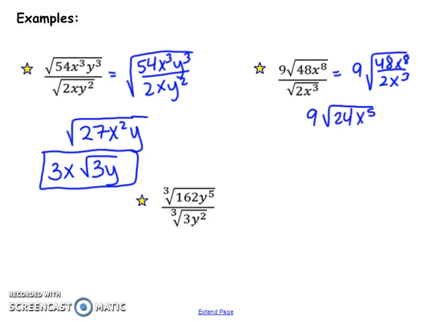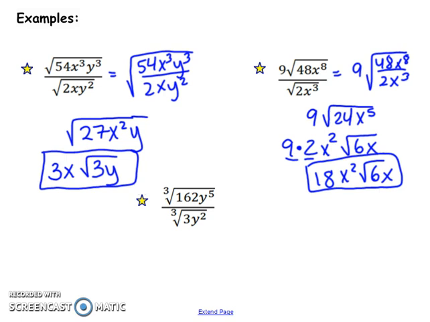So 24 is going to be, so I have a 9 on the outside. I'm multiplying that with the square root of 24, which is going to be 2x squared radical 6x. So I'm going to multiply the 9 and the 2. So I have 18x squared radical 6x.